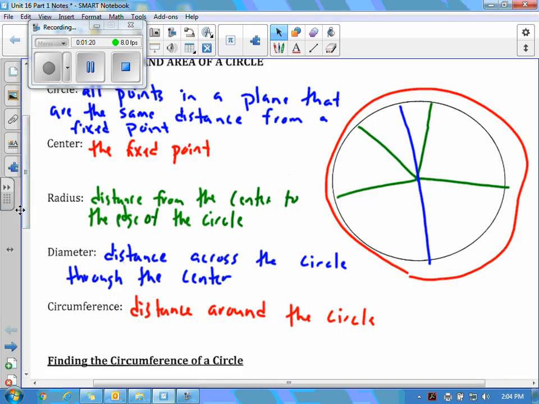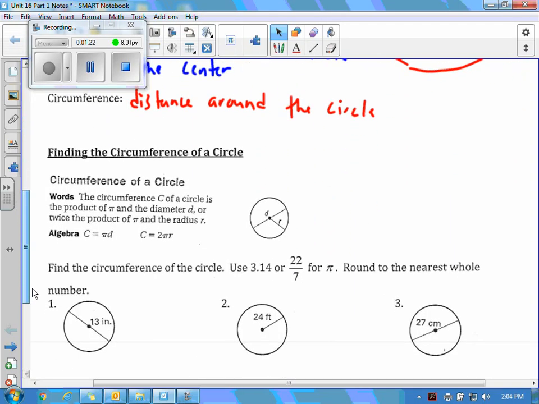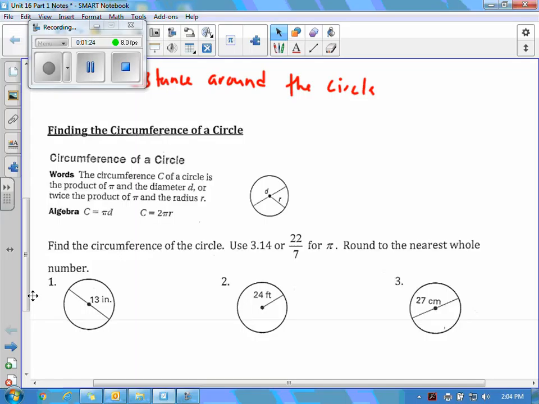So the next part says finding the circumference of a circle. This is just straight out of your book. The circumference C of a circle is the product of pi and the diameter, or twice the product of pi and the radius. So hopefully you remember that the diameter is the same thing as twice the radius. And the radius is from the center out, so you're basically putting two radii together to form a diameter. So there's two ways you can find the circumference. You can do pi times diameter, or 2 pi r.